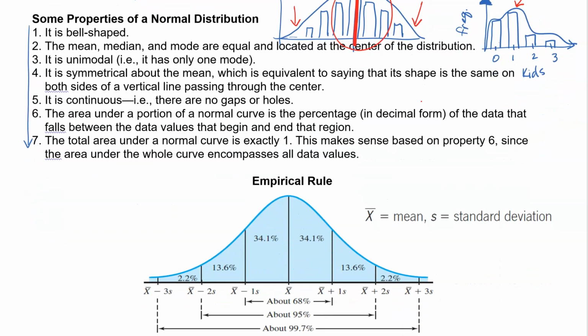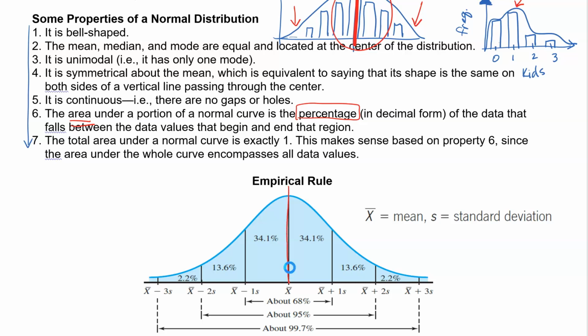So the area under a portion of the normal curve is the percentage, in decimal form, of the data that falls between the data values that begin and end that region. So for example, let's look down here at this picture that we have. It's labeled empirical rule. So we'll talk about number 6 and the empirical rule at the same time.